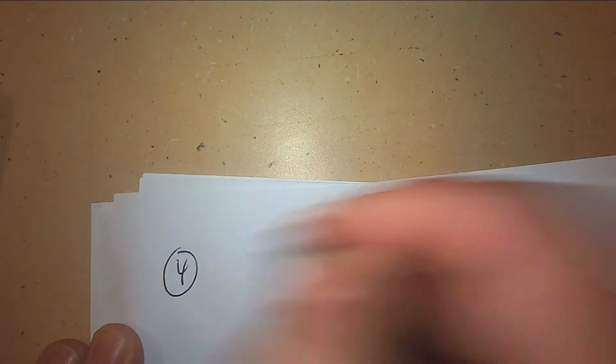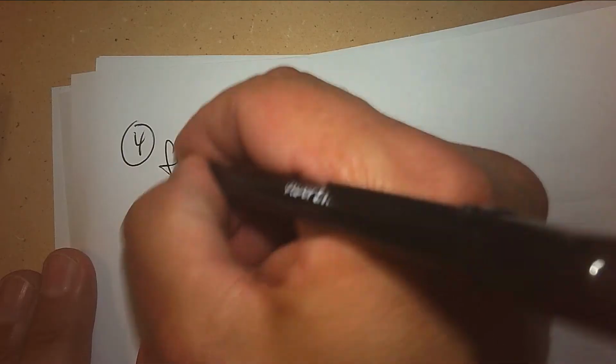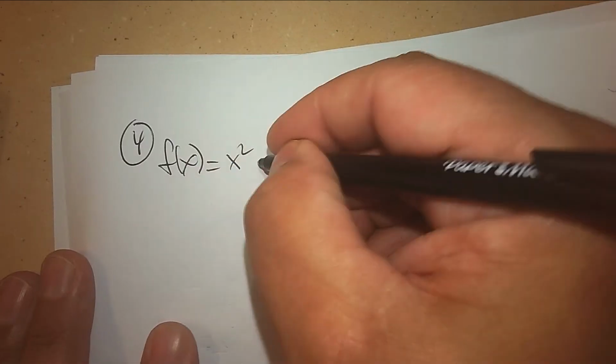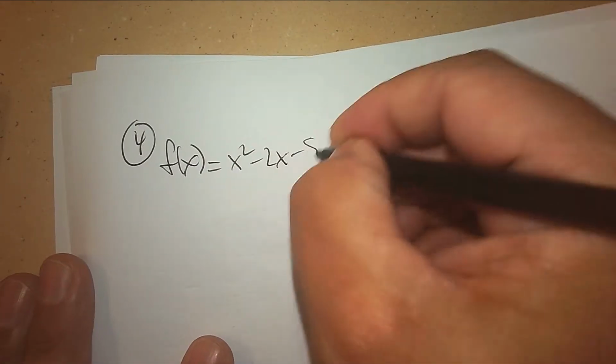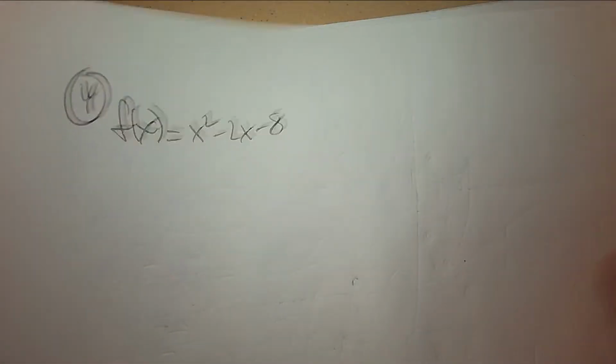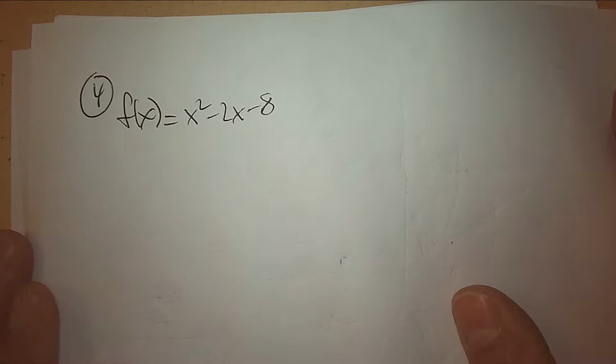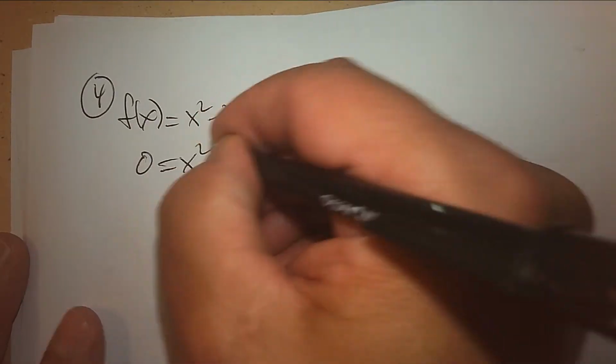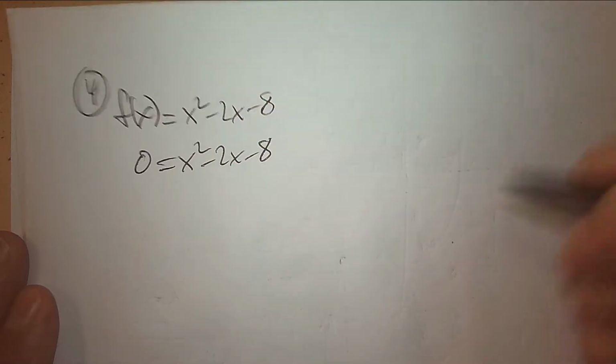Number 4. Number 4, f of x equals x squared subtract 2x subtract 8. It says find intercepts. What are the two types of intercepts to find? X-intercepts and y-intercepts. To find the x-intercepts, you make the function equal to 0.